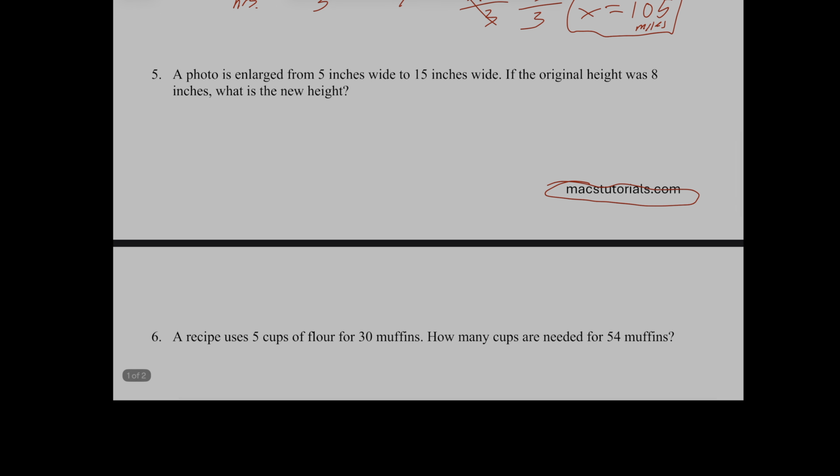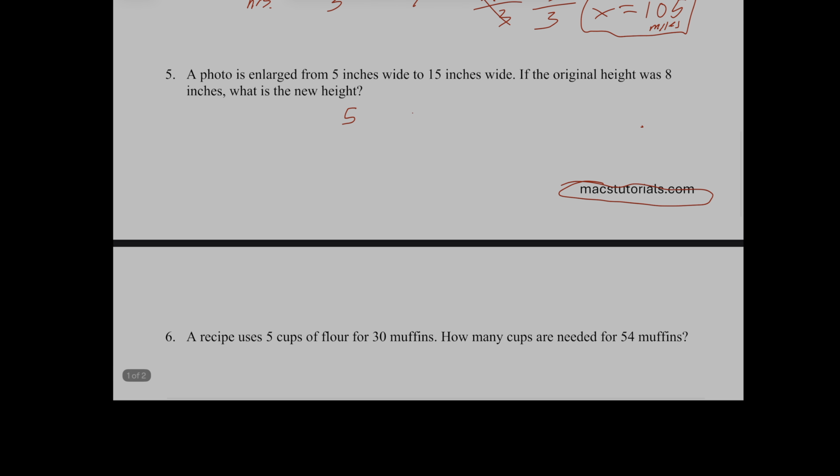Number 5. A photo is enlarged from 5 inches wide to 15. If the original height was 8 inches, what is the new height? There's a couple different ways you can do this. We know that it went from 5 inches to 15, so this 5 is the original, and it went to 15, and this is your inches. The original, the one on the left, the height was 8.